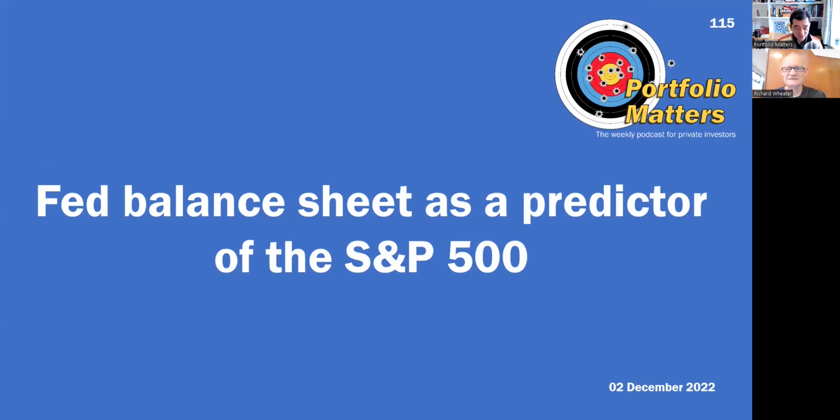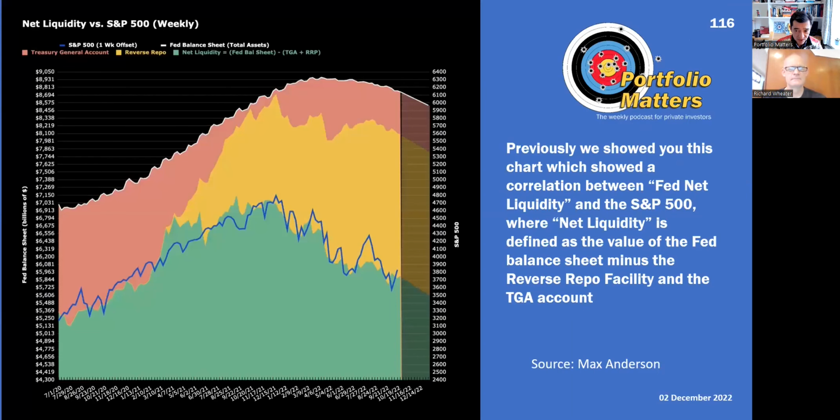Thank you, Richard. Now, a while ago, we did a section on the Fed balance sheet as a predictor of the S&P 500, and I showed you this chart. And so net liquidity, which is defined as the Fed balance sheet minus the Treasury General Account and minus the reverse repo facility, and that's the green line, appears to have a very good correlation with the S&P 500.